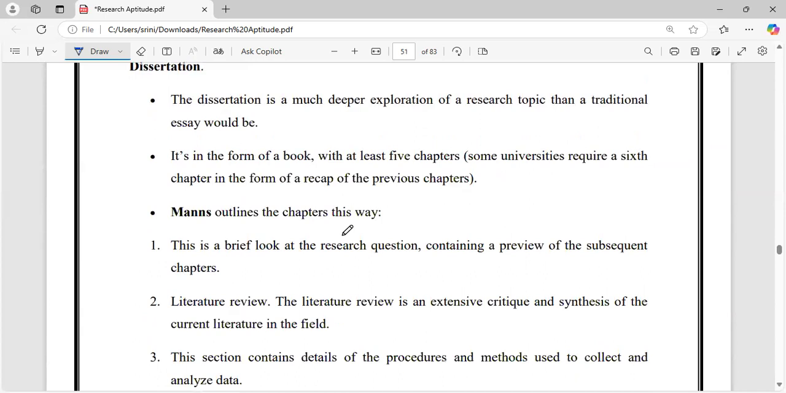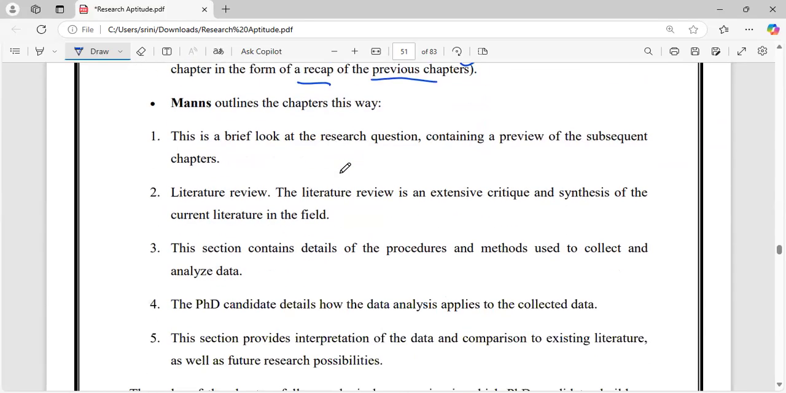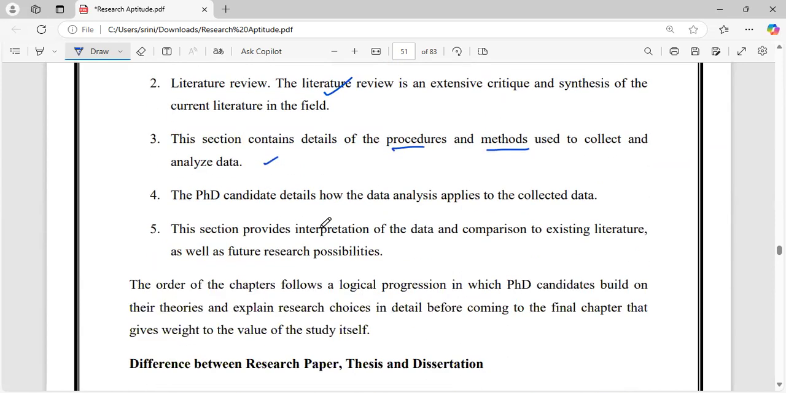And then a dissertation is a much deeper exploration of a research topic than a traditional essay. It is in the form of a book with at least 5 chapters. Some universities require a 6th chapter in the form of a recap of the previous chapters. Okay. This is a brief look at the research question containing a preview of subsequent chapters. Literature review sections contain details of procedures and methods used to collect and analyze data. The PhD candidate details how the data analysis applies to the collected data.